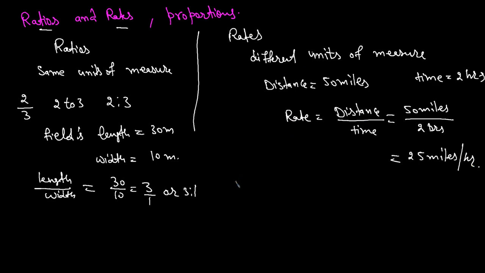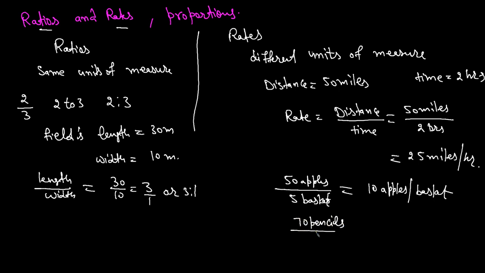All right. Now let's say there are 50 apples in 5 baskets. Find the rate. That means 10 apples per basket. So that is a rate. This is apple, this is basket, that's different. Okay, or in a class there are 14 students and there are 70 pencils. Find the rate. So 70 pencils, 14 students, that gives me 5 pencils per student. So that is a rate again. Okay, because 14 times 1 is 14, 14 times 5 is 70.